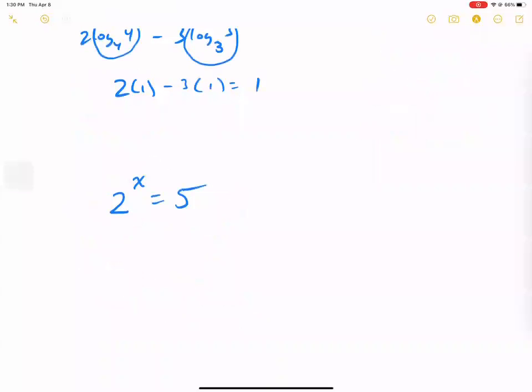Now, can you multiply 2 times 2 times 2 times 2 a bunch of times to become 5? No, we're stuck, right? Because again, we mentioned before, 2 squared is 4, and 2 cubed is 8. So, well, isn't 2 to the x kind of stuck in between? Okay. So x is stuck between 2 and 3. So x is 2 point something.